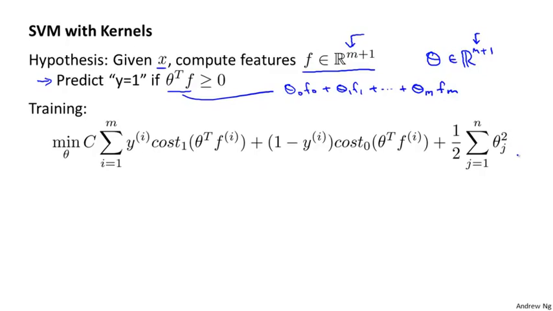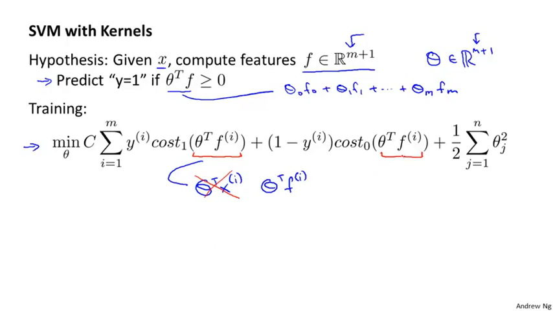And specifically, what you do is you would solve this minimization problem. You minimize over parameters theta of C times this cost function, which we had before. Only now, instead of making predictions using theta transpose x(i), using our original features x(i), we've taken the features x(i) and replaced them with the new features. So we're using theta transpose f(i) to make a prediction on the i-th training example, and we see that in both places here. And it's by solving this minimization problem that you get the parameters for your support vector machine.